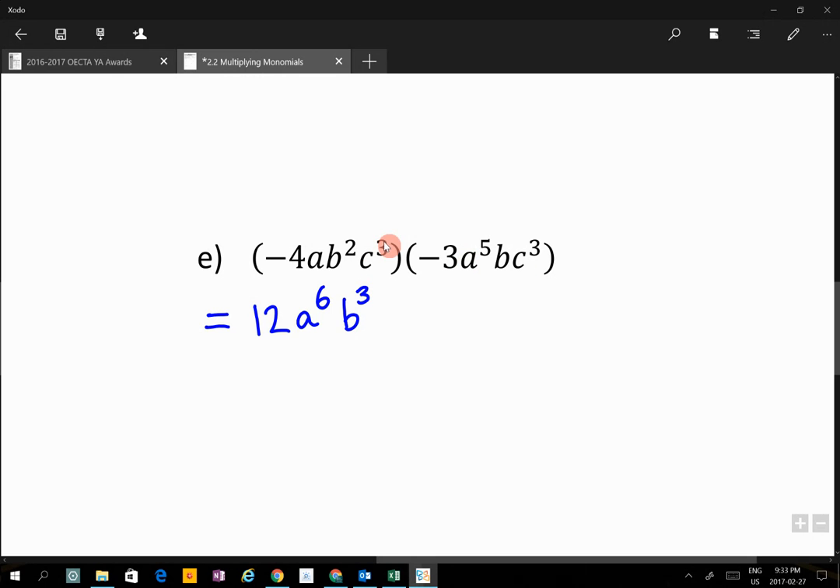Then I have c to the exponent 3 and c to the exponent 3. Add those exponents together, I have 3 plus 3, which is 6. And there you go.